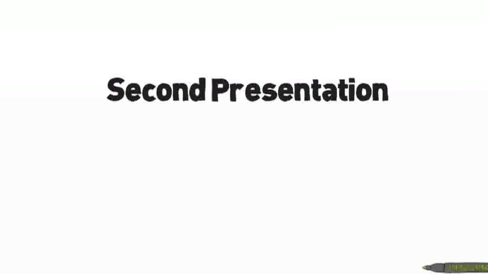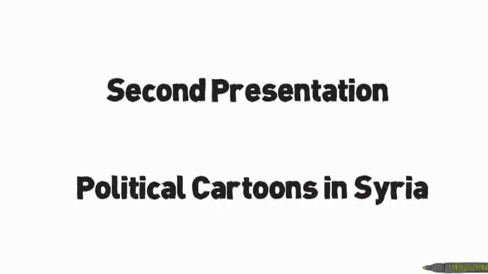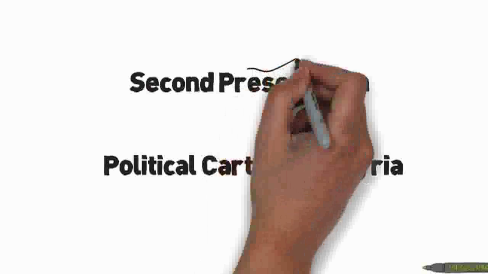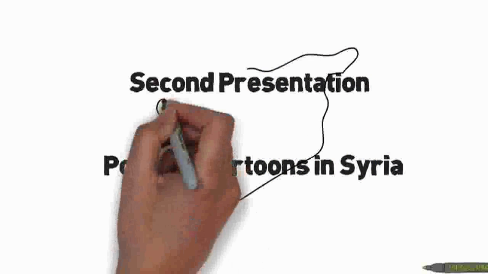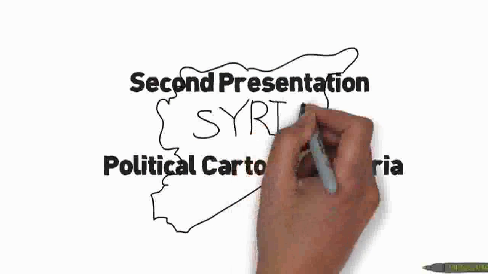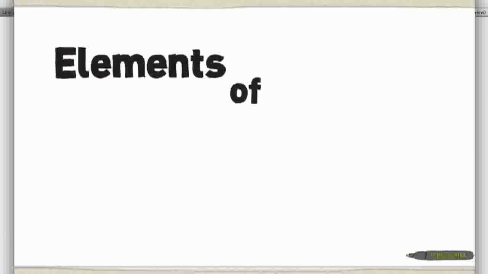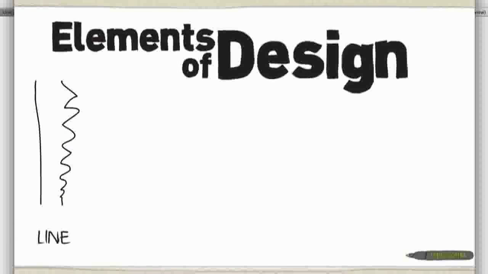In this second presentation regarding political cartoons about Syria, I'd like to review the elements of design, how they are used in cartoons, and how these elements and techniques affect reactions to and interpretations of the images. The major elements of design are line, shape, color, and value.